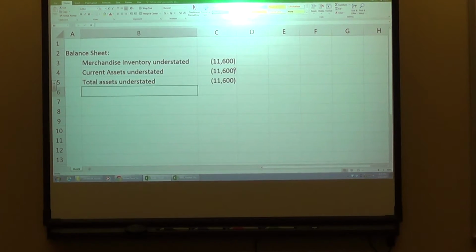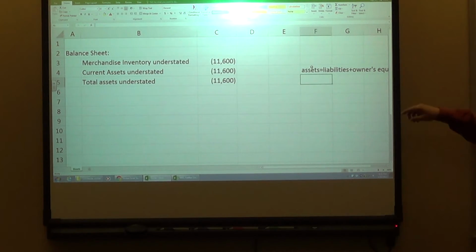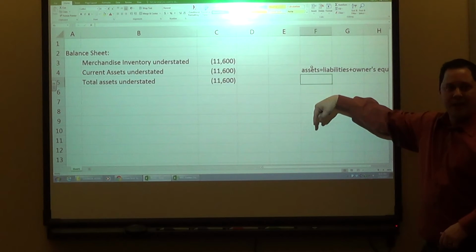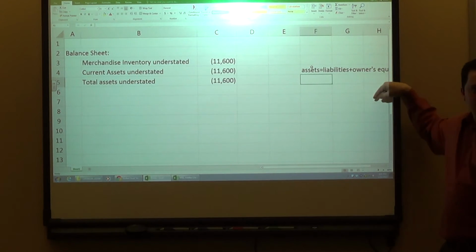Now, what that means is this. Remember, I'll put it up there since I have it on the spreadsheet here. My assets equal liabilities plus equity. Because of that, if my assets are understated, that means the balance here is down one. The assets, that means I have to make it up on the other side of that equation somewhere.